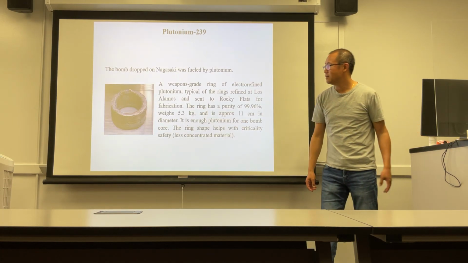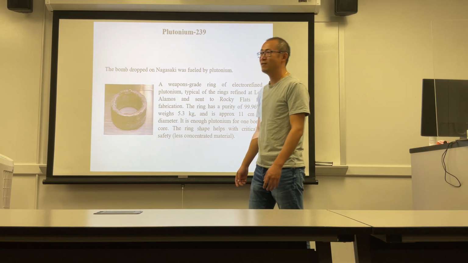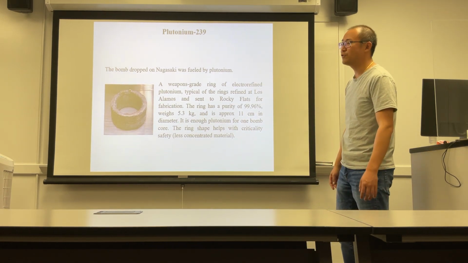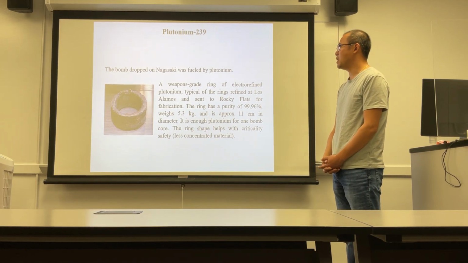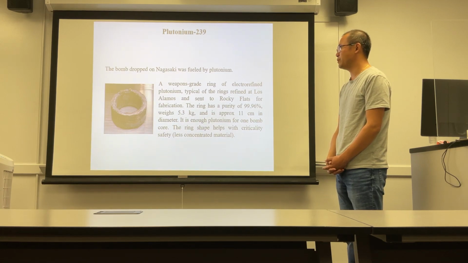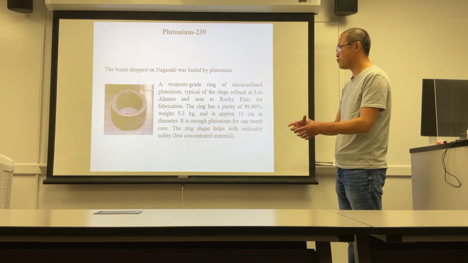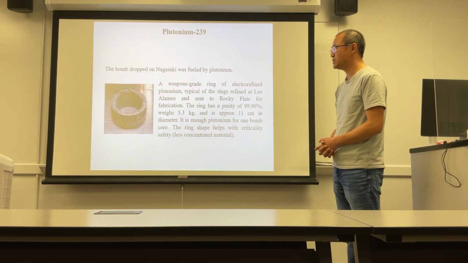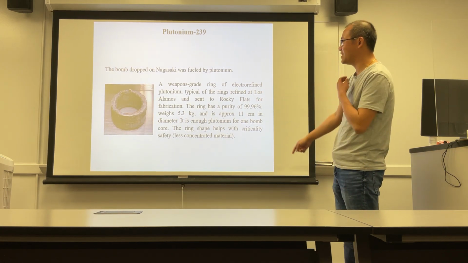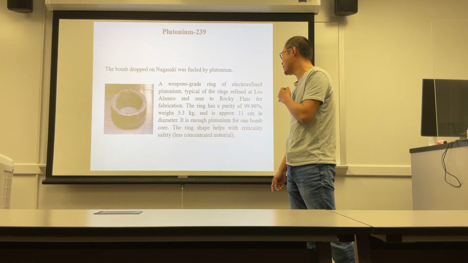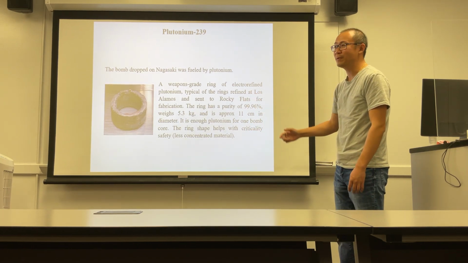But if you have a high percent of plutonium-239, you do get an atomic bomb. Like I said, the Fat Man dropped on Nagasaki was fueled by plutonium. This is a picture of weapon-grade plutonium. They make it into a ring shape because they want to make it more stable, less concentrated material. This ring has a purity of 99.96% plutonium and weighs 45.3 kilograms. This is enough plutonium for one atomic bomb core.